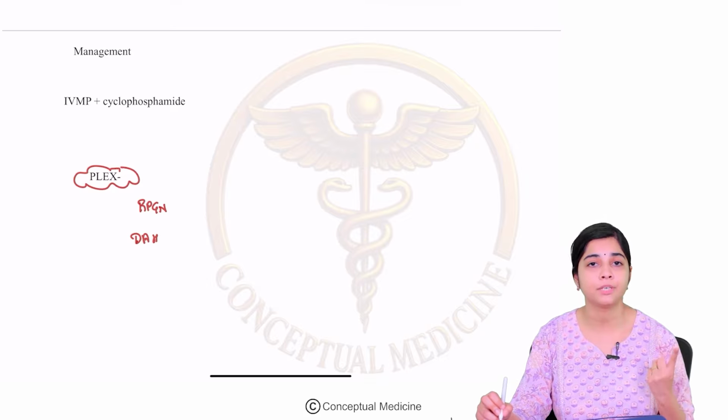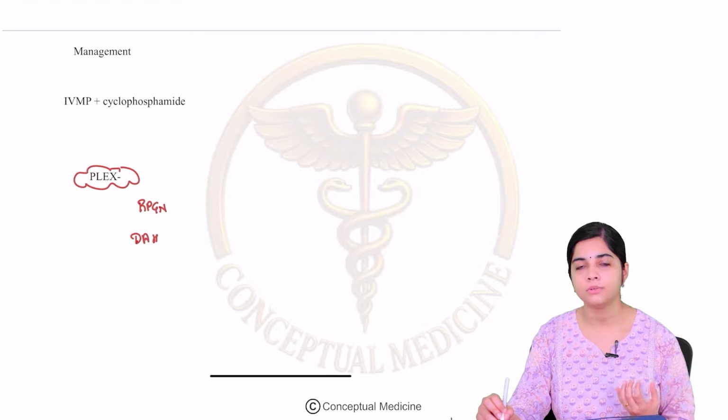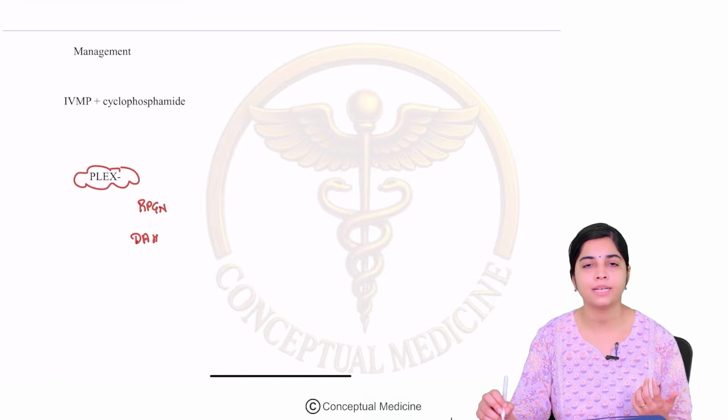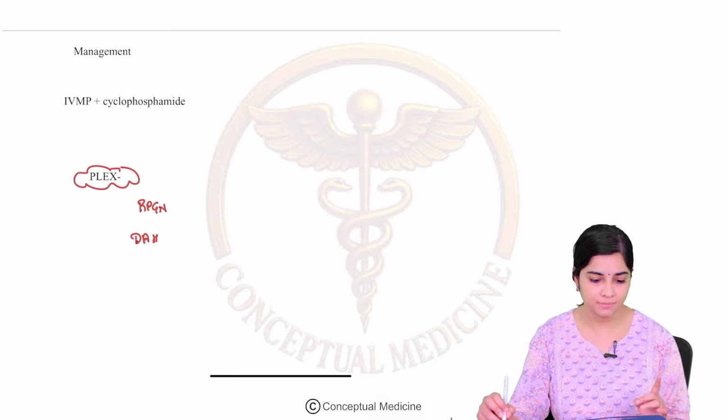So especially in a patient presenting with DAH, if you are suspecting that this could be due to small vessel vasculitis, immediately go ahead, do a renal biopsy or you do your ANCAs, prove that there is evidence of small vessel vasculitis and go ahead and do a plasma exchange.